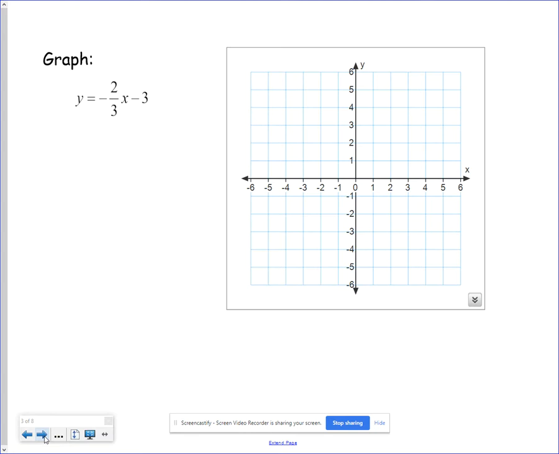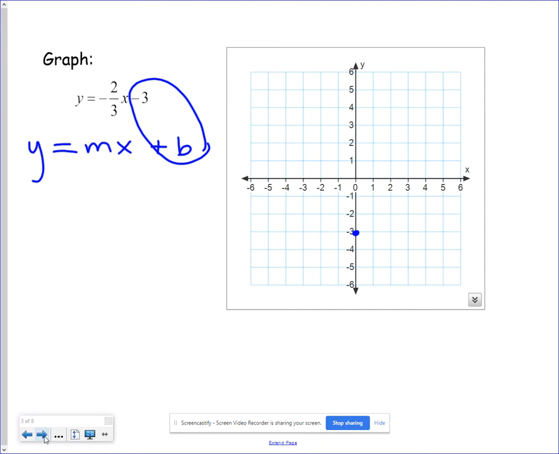All right, let's look at this one. y equals negative 2/3 x minus 3. Again, this is in the form y equals mx plus b. All right, so our b is negative 3. That's where I'm going to begin. So I'm going to put a point at negative 3 on the y-axis. Now my slope is negative 2/3.